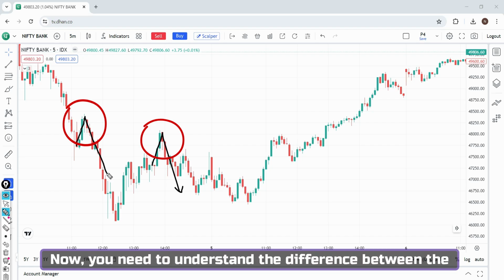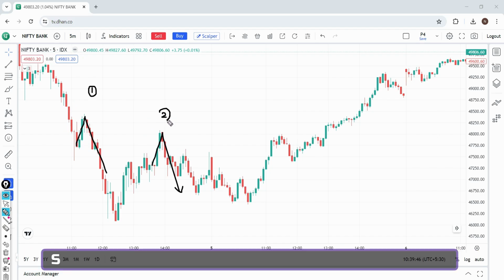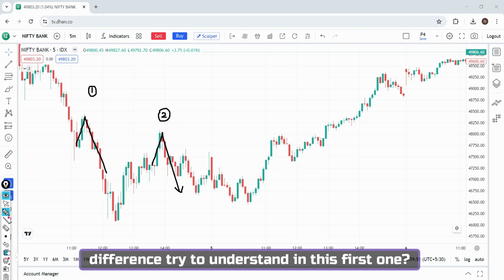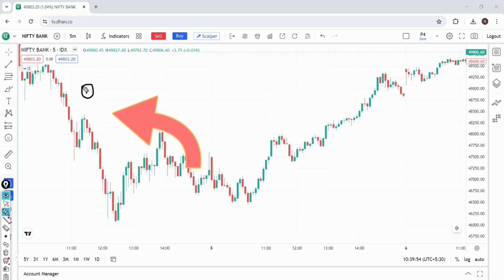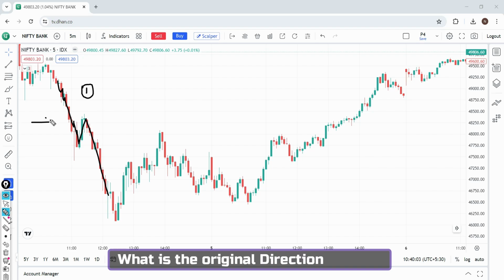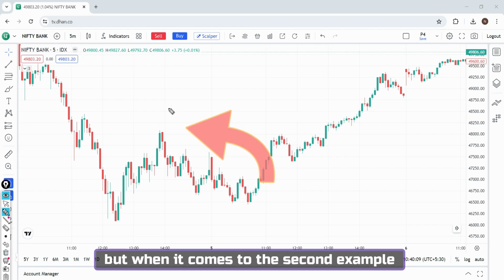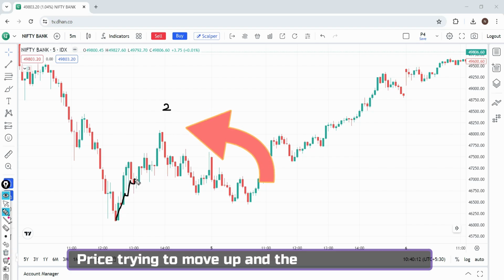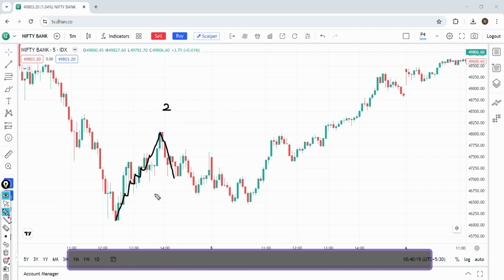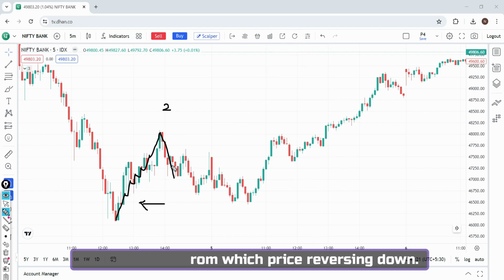Now you need to understand the difference between number one example over here and number two over here. Both are fastly reversing down, but what is the major difference? Try to understand. In this first one, price was already coming down. It is just giving a pullback rejection towards the downside. So here, what is the original direction? The original direction is bearish. But when it comes to the second example, price tries to move up and then reverses down. So the original direction here is bullish, from which price is reversing down.